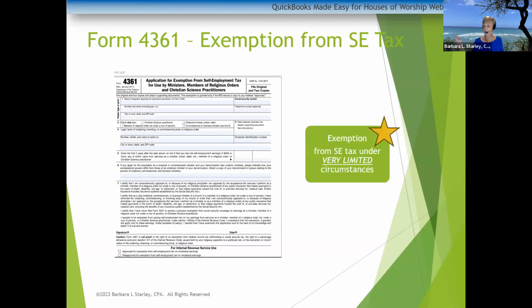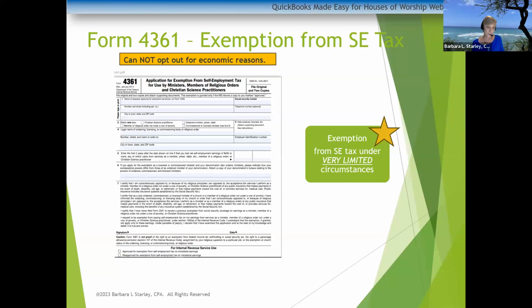And this point that I made earlier, the one little star, this exemption for SE tax is only used under very limited circumstances. I'm not going to go into a lot of detail, but I just want you to know that you cannot fill out this form for economic reasons. You can't say, well, I really don't want to pay 15.3%. That's not a valid reason.